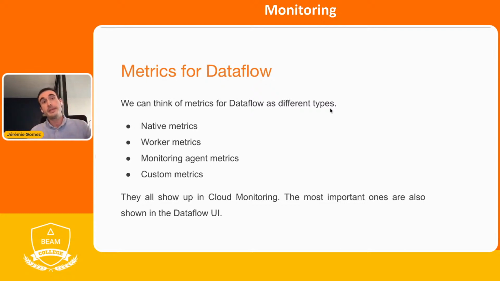And pretty much all these metrics show up in what we call Cloud Monitoring. Cloud Monitoring is the product on the Google Cloud Platform that enables you to see and handle metrics and alerts. But also the most important metrics for your jobs, you're going to see them in the Dataflow UI. So during the presentation, I will show you the 2 UIs, Cloud Monitoring and the Dataflow UI.